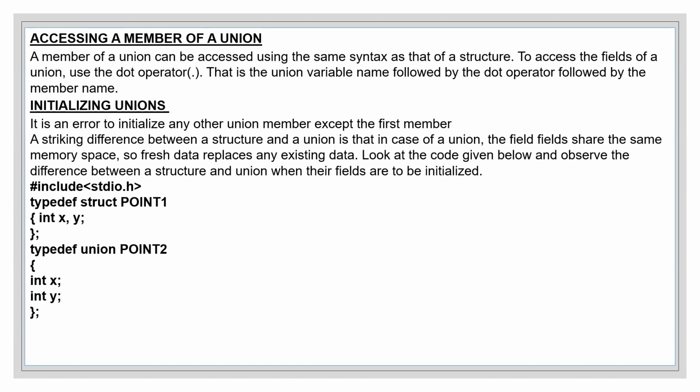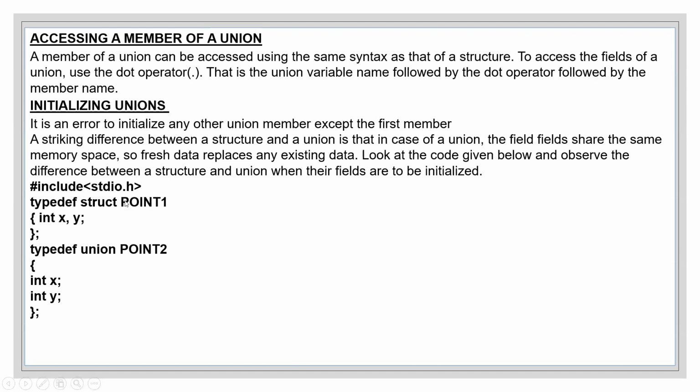So initializing a union, how to initialize the union? This is a simple example for that. It is an error to initialize any other union member except the first member. A striking difference between a structure and a union is that in case of a union, the fields share the same memory space. So fresh data replaces existing data. Look at the code given below. Observe the difference between the structure and the union when their fields are initialized.